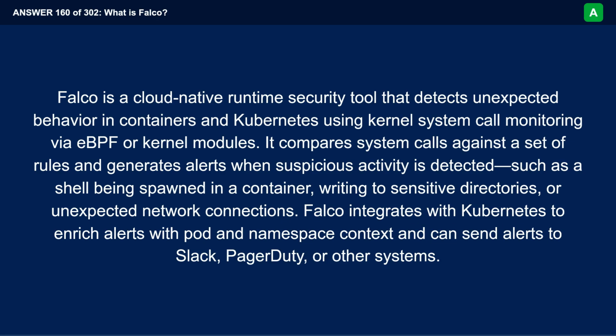It compares system calls against a set of rules and generates alerts when suspicious activity is detected, such as a shell being spawned in a container, writing to sensitive directories, or unexpected network connections. Falco integrates with Kubernetes to enrich alerts with pod and namespace context and can send alerts to Slack, PagerDuty, or other systems.